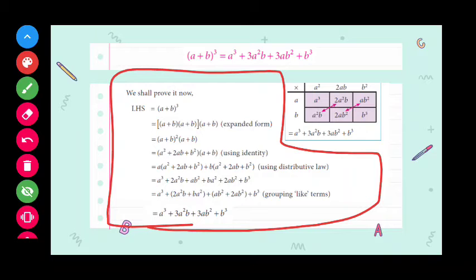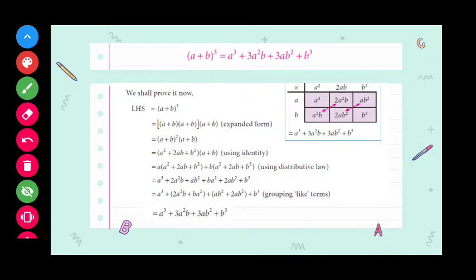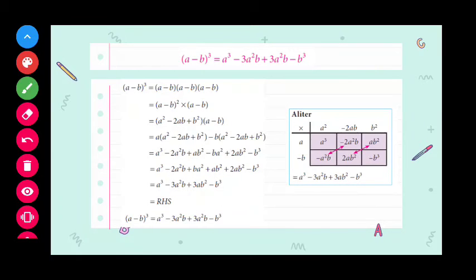The first thing is you have to split this a plus b whole cube into 3 things, and then combine the first two, expand using the first identity, then multiply the other term inside. So that's all.